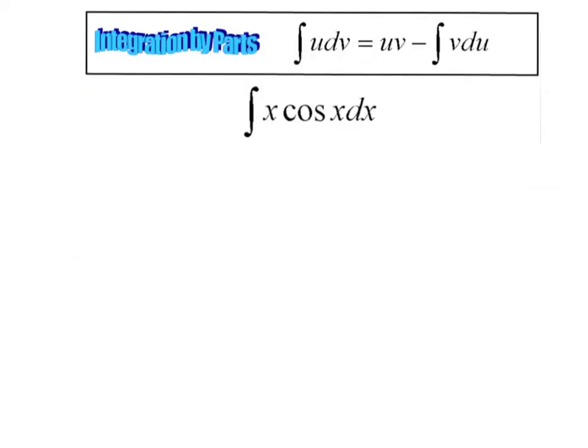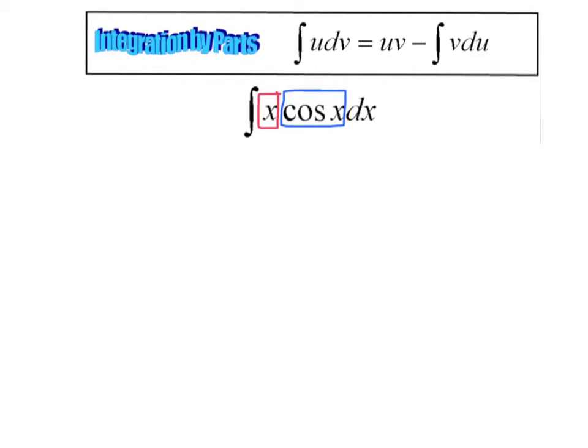Okay, so in this first example, we've got x multiplied by cosine of x. So again, see that it is a product. We've got an x multiplied by a cosine x.